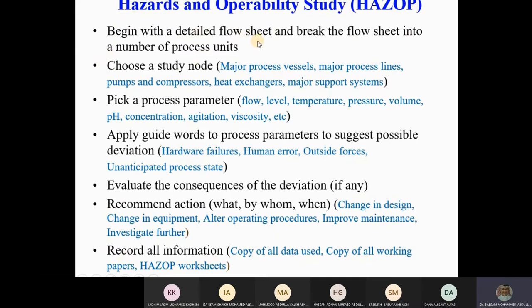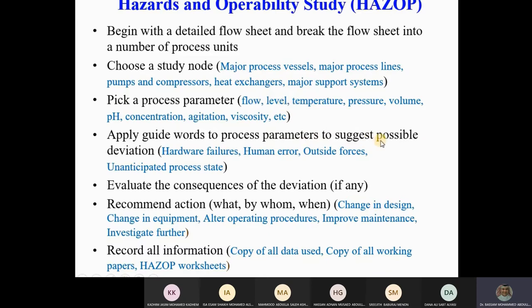So you begin with a detailed flow sheet in front of you, having all the process units, and you're going to select a study node. I'm going to study that place. I'm going to study these process variables. I'm going to study these process lines. I'm going to study that pump or that compressor or that heat exchanger. And then I'm going to study the flow or the level in the process vessel. I'm going to study the temperature in that heat exchanger. I'm going to study the pressure in that vessel. Okay, and then you're going to use some words that would help you in your HAZOP study. Okay, why are you using these words?